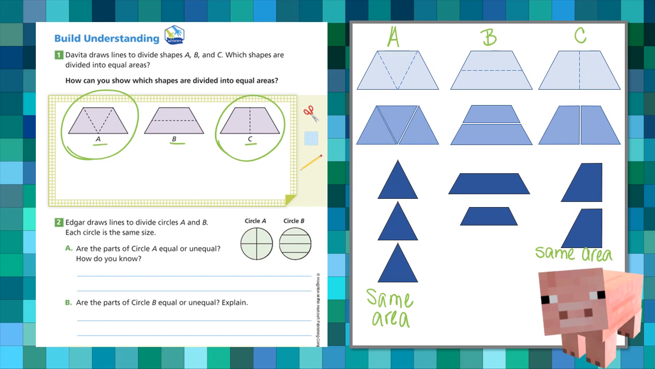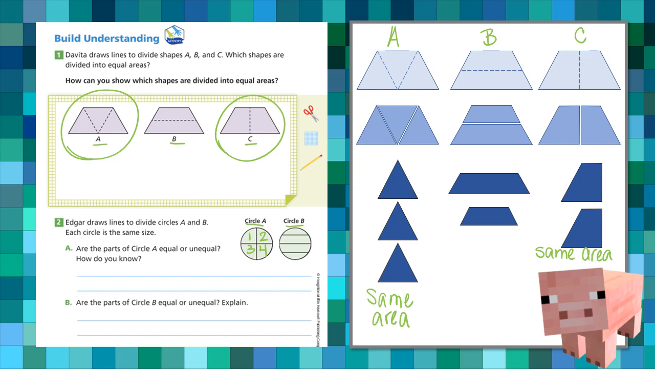Number 2, Edgar draws lines to divide circle A and circle B. Each circle is the same size. A, are the parts of circle A equal or unequal? And how do you know? Well, for circle A, they all are equal because they're the same size. Okay, so these 4 parts on circle A are in fact equal.